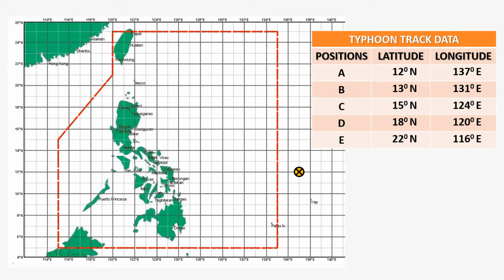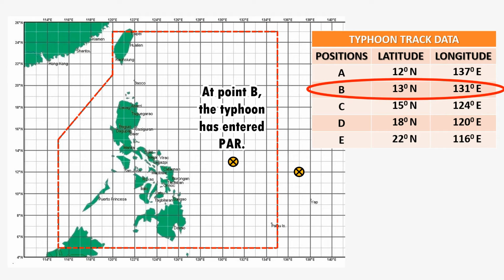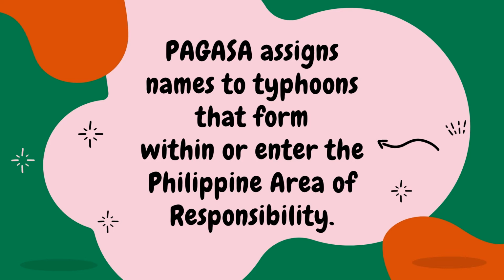Now let's proceed to point B. The coordinates of position B are 13 degrees north and 131 degrees east. Again, the point where the coordinates intersect is our position B. Now what can you tell about point B? Looking at point B, the typhoon has entered the Philippine area of responsibility. Thus, PAG-ASA will give its local name.